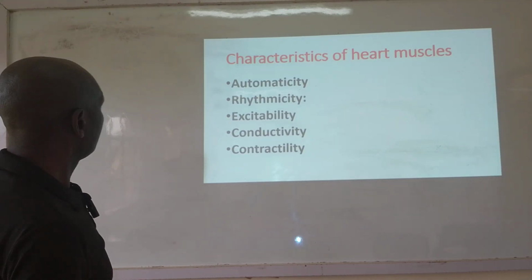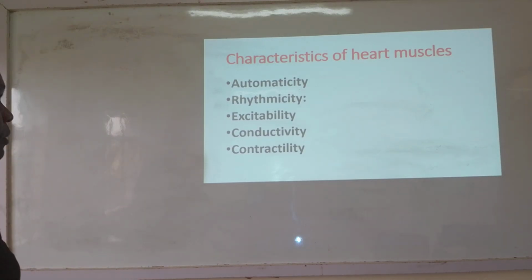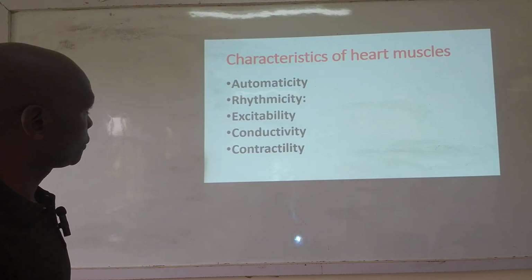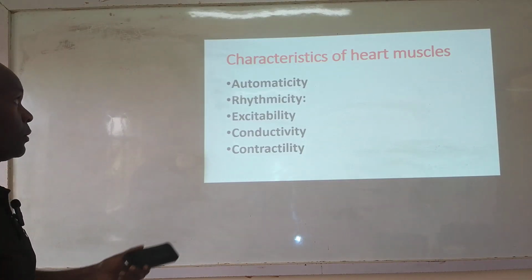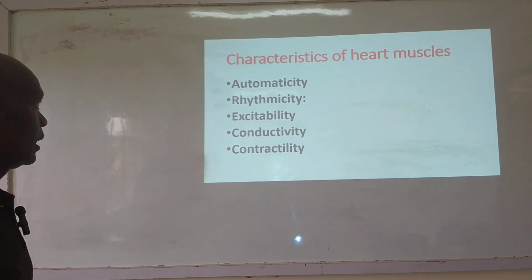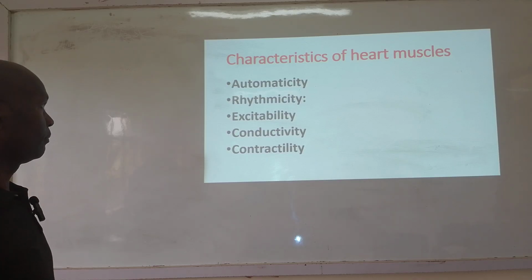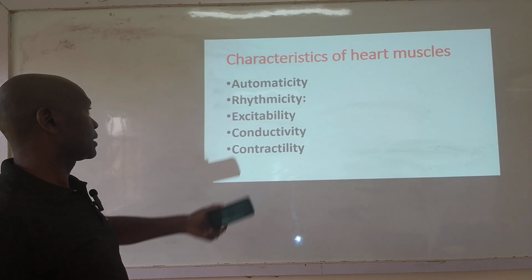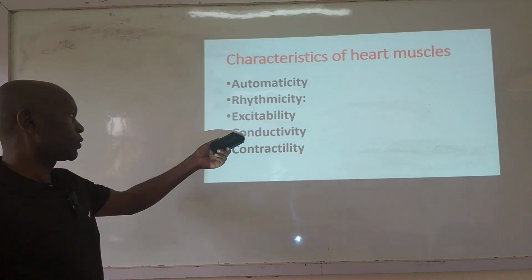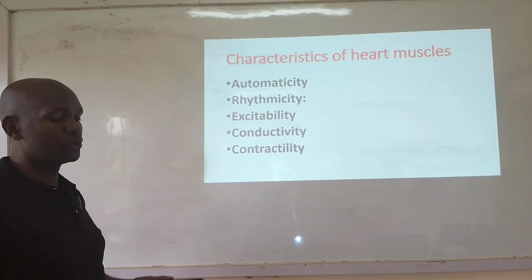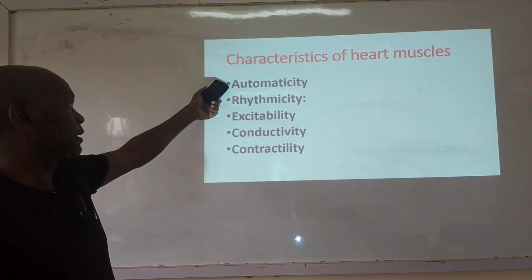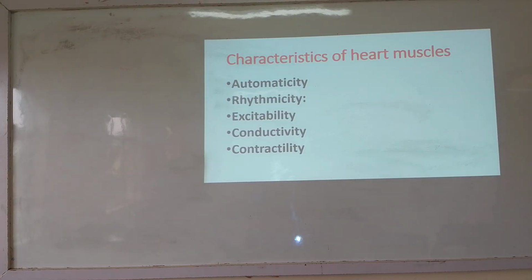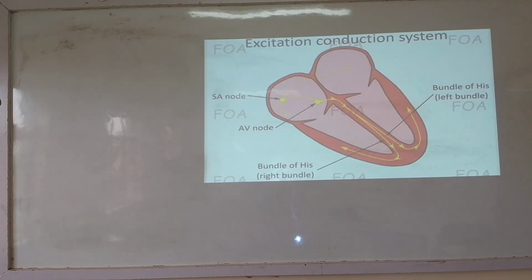We have characteristics of heart muscles. Automaticity, from the word automatic. So these muscle cells are automatic. They also have rhythm. They can conduct electricity in a rhythmic state. These cells are also excitable. They can also conduct electricity, and they can contract. These are the special characteristics of heart muscle cells in relation to their functions.